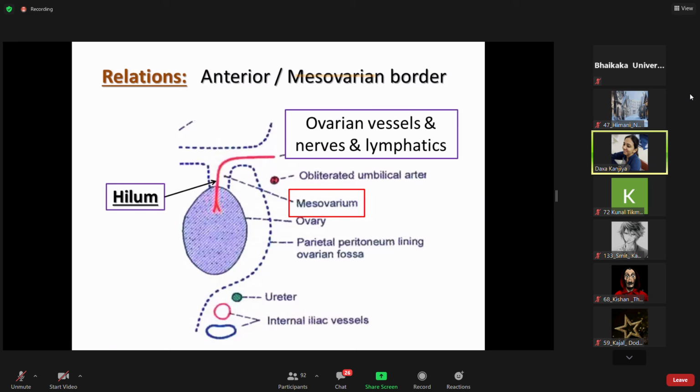So which border is the meso-ovarian border? It is the anterior border. Remember this name. The anterior border acts as a hilum because it gives attachment to the double-layer fold of the peritoneum, that is the meso-ovarium.